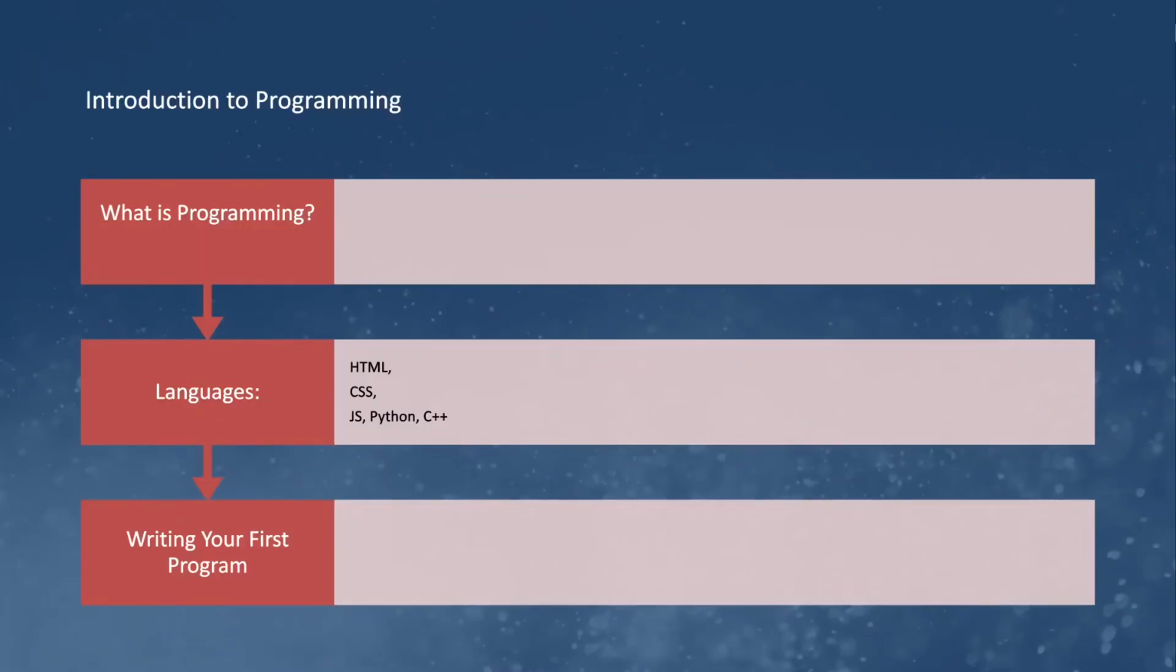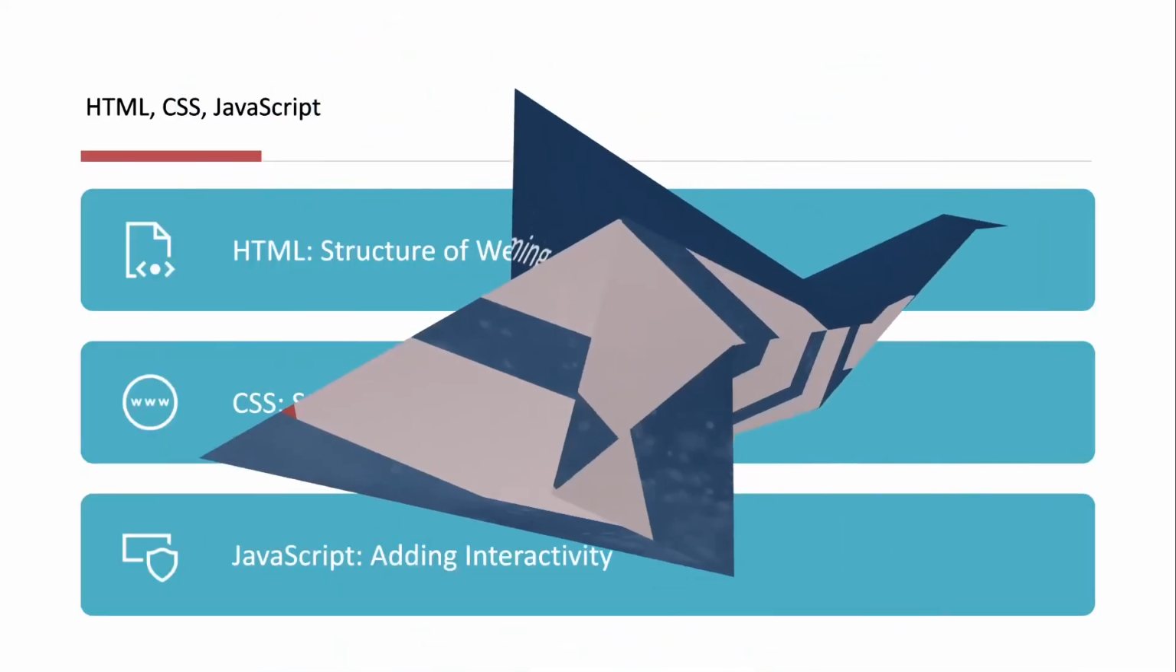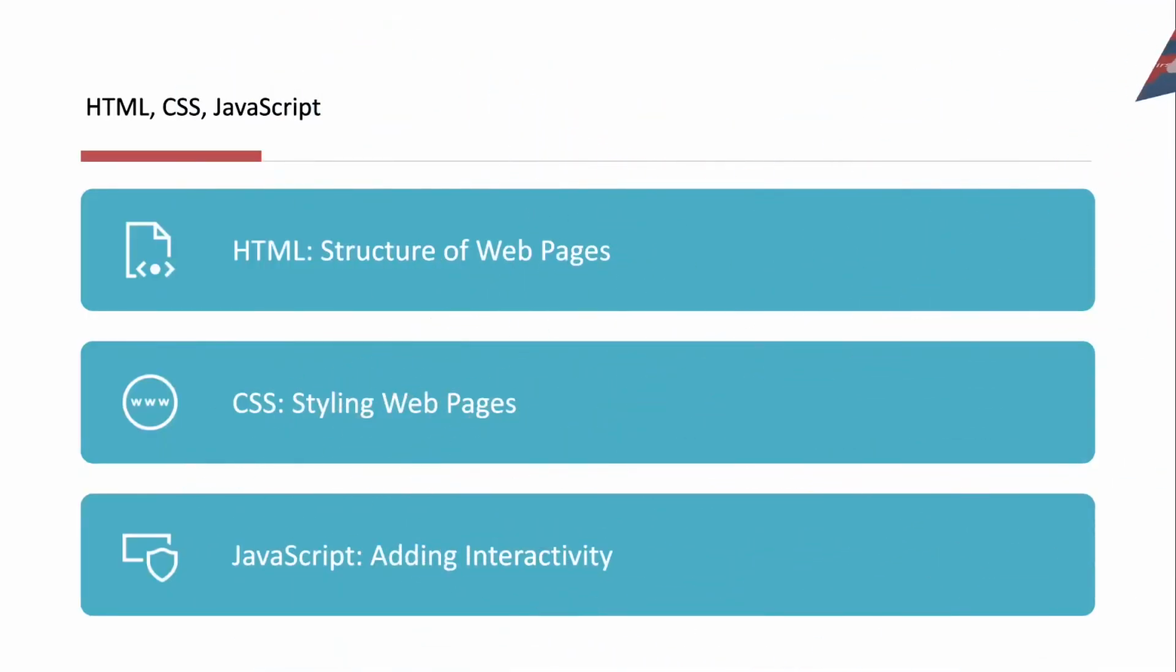From there, I'll introduce you to programming. What is programming? For now, I'm assuming that all of you watching this don't know what programming is, so that's why I've left it blank. Languages we'll cover, as said before, HTML, CSS, JS, Python, and C++. Writing your first program, that will also be blank, because I'll not go into details of that right now in the introductory part, but when we get to that point, we'll discuss in more detail.